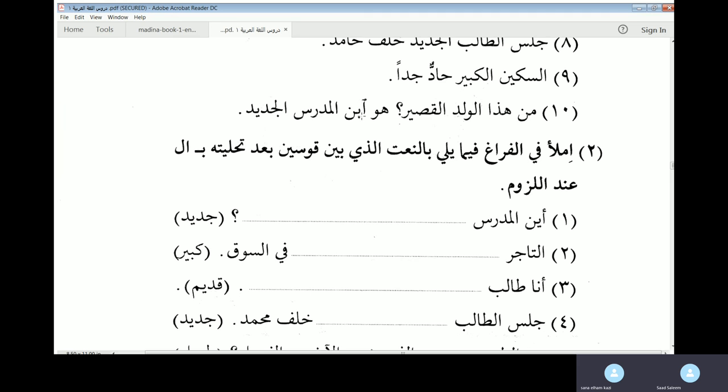Okay, right. Wabnul mudarrisi jadidu. Jadidi, because naat and manut should have the same sign. So in this we have muzaf, muzaf ilay and also naat. Mudarris is muzaf ilay and mudarris is manut also. Huwa ibnul mudarrisil jadidi. He is the son of the new teacher.